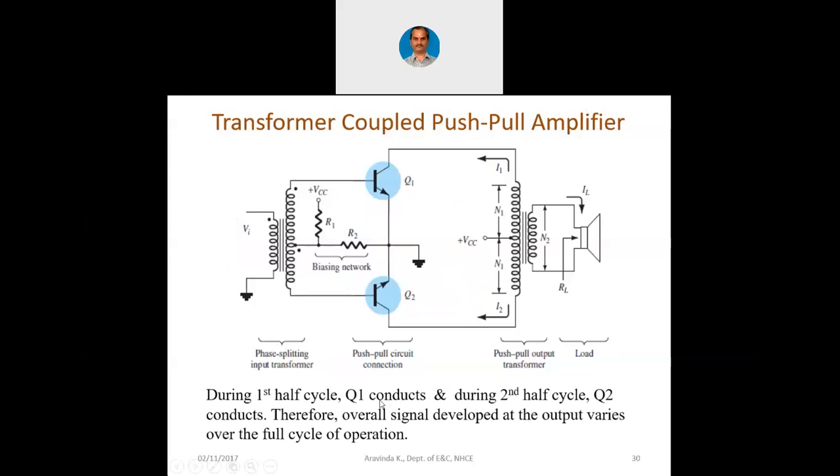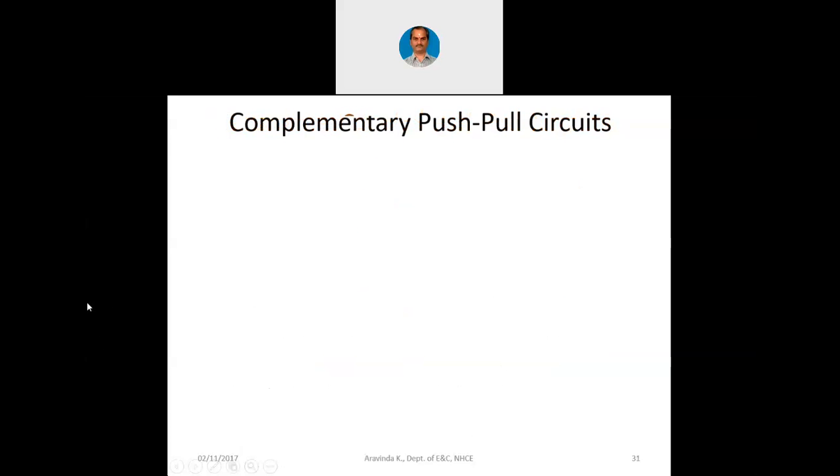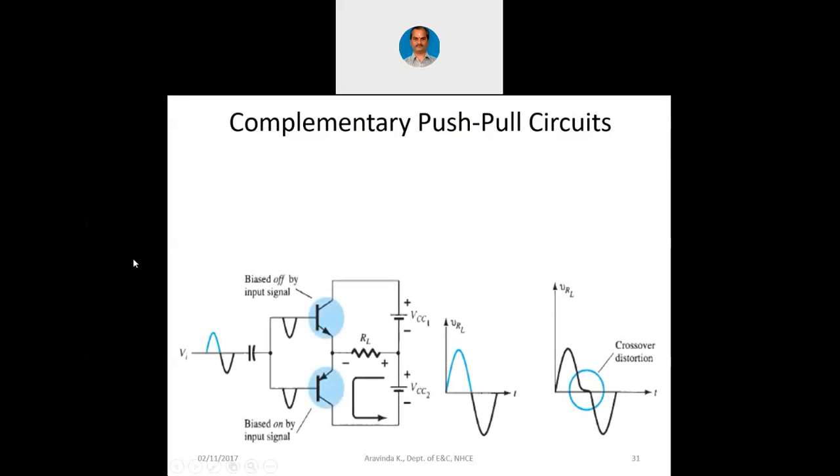During the first half cycle, Q1 conducts, and during the second half cycle, Q2 conducts. Therefore, the overall signal developed at the output varies over the full cycle of operation. We have seen the basic push-pull circuit till now. There are some varieties of push-pull circuits. Let me show you. These are called complementary push-pull circuits.